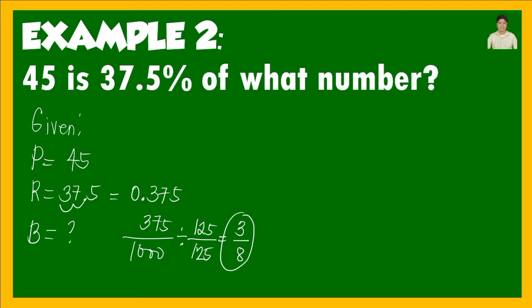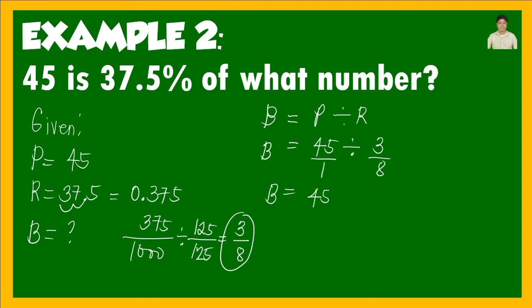So para mas madali lang siya, pwede rin namang i-divide natin yung 45 sa 375 thousandths. So, kaya lang, ipapakita ko itong mas, sa tingin kong, mas madali. So, ayan. 45 divided by 3/8. So, magiging 45 over 1. And then, change division into multiplication, and then yung reciprocal ng dividend, 3 over 8 magiging 8 over 3.